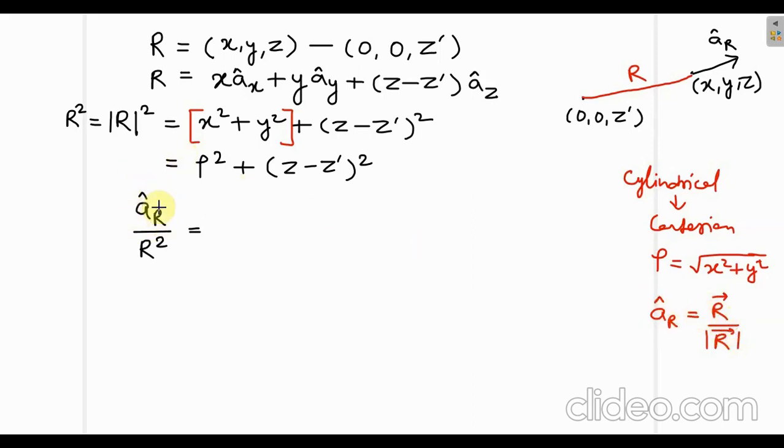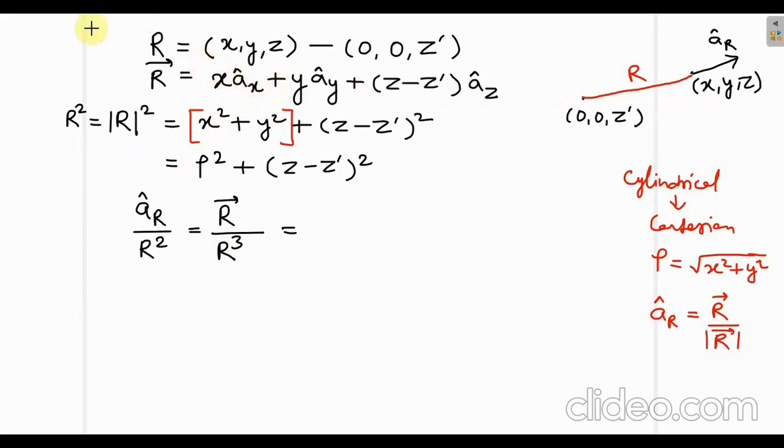So in this way, if we calculate AR upon R square, it will be this R vector upon this R and R square, so it will be R cube. Now what is R vector? This is your R vector. So this R vector we have already determined.